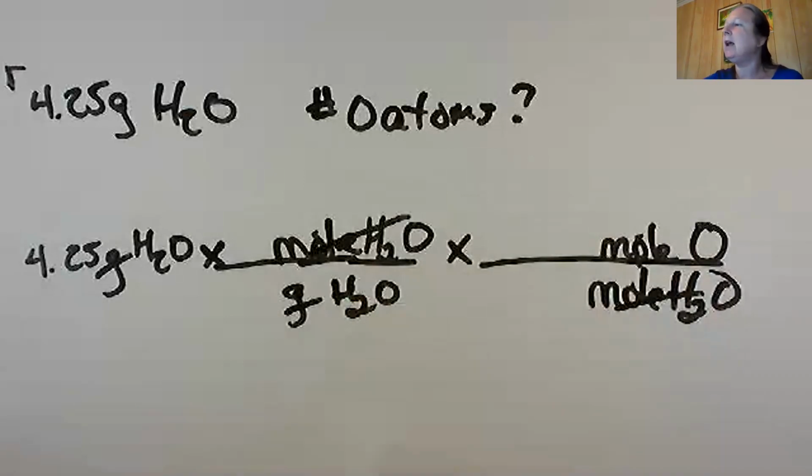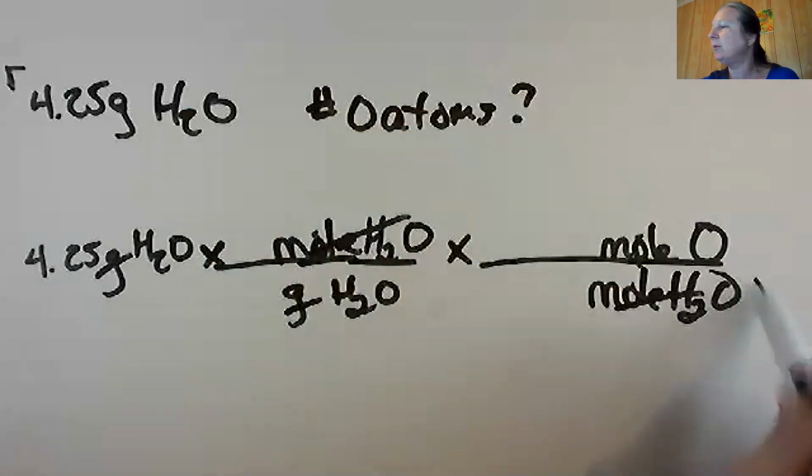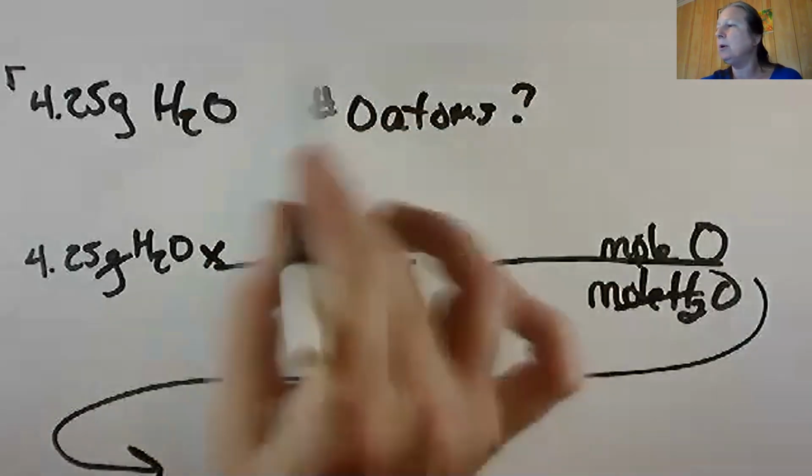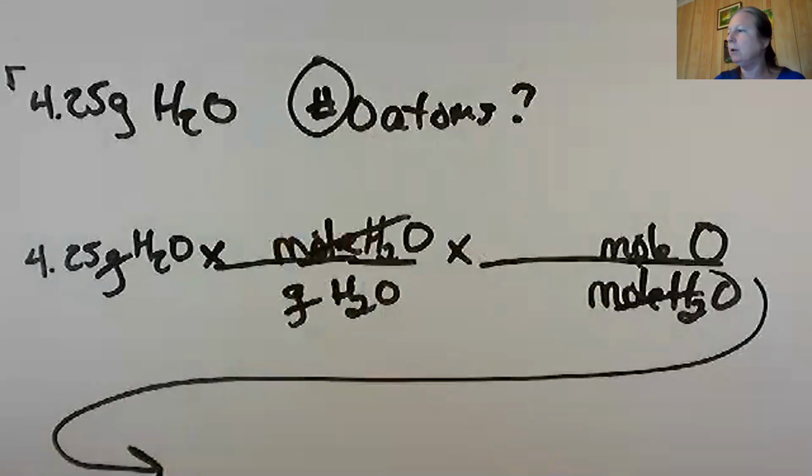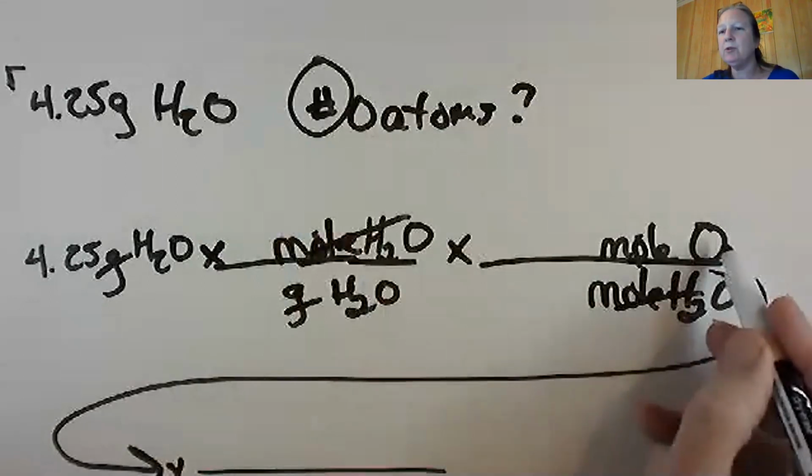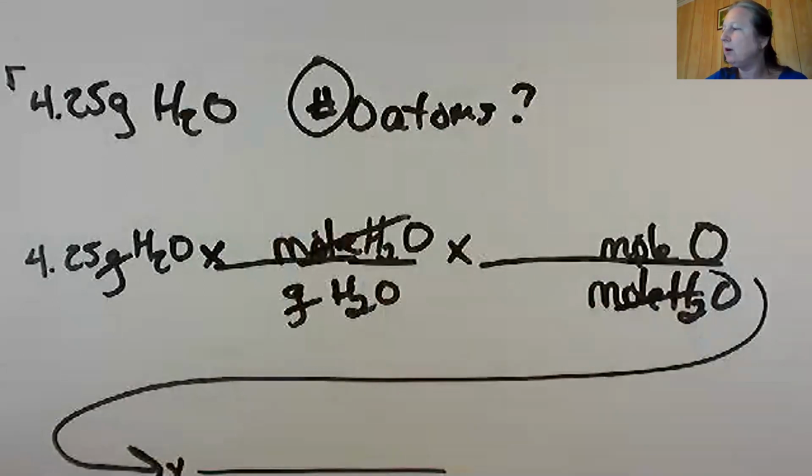Great. But it's asking for the number of oxygen atoms. Number means Avogadro's number. So continue down here. Make sure, another reason to do it, you can do it all in one stretch. I have moles of oxygen on top, so I have to get rid of it on the bottom.